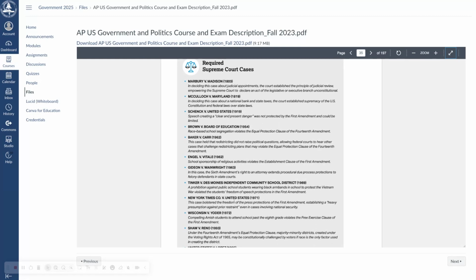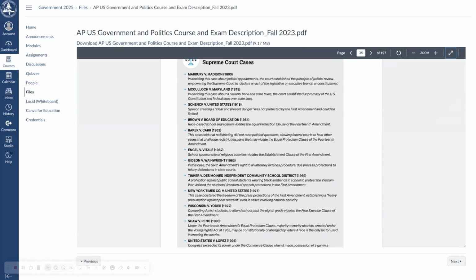Engel versus Vitale, 1962. School sponsorship of religious activities violates the Establishment Clause of the First Amendment. Gideon versus Wainwright, 1963. In this case, the Sixth Amendment's right to an attorney extends procedural due process protections to felony defendants in state courts.